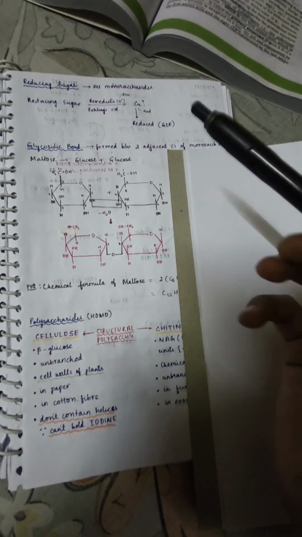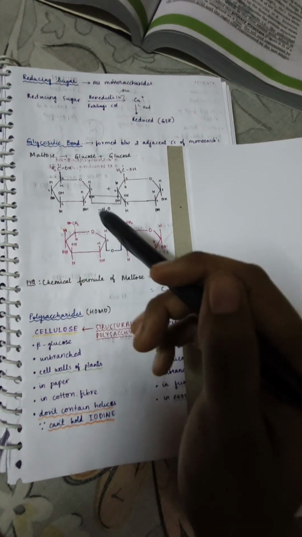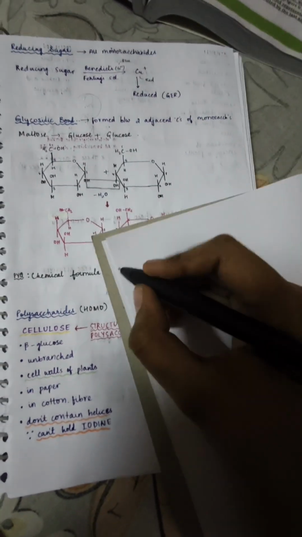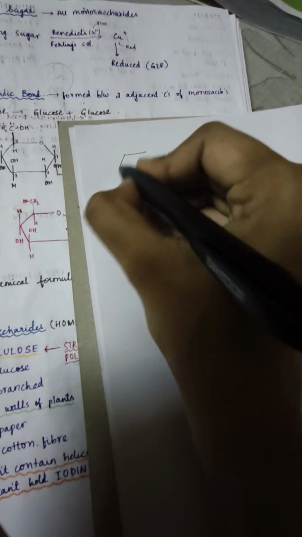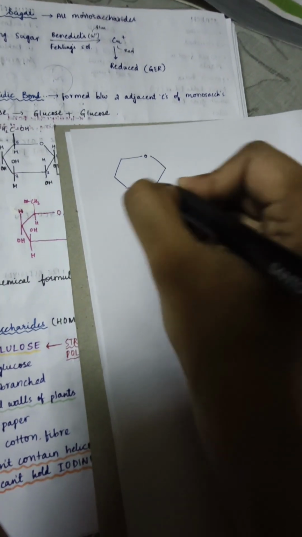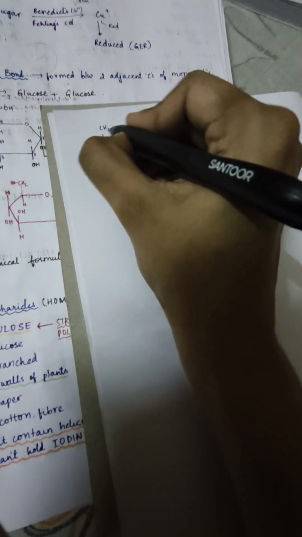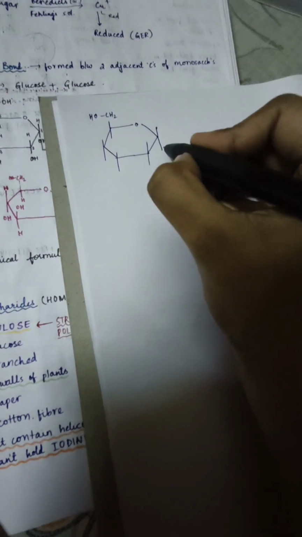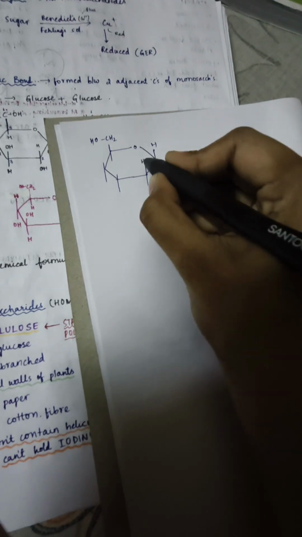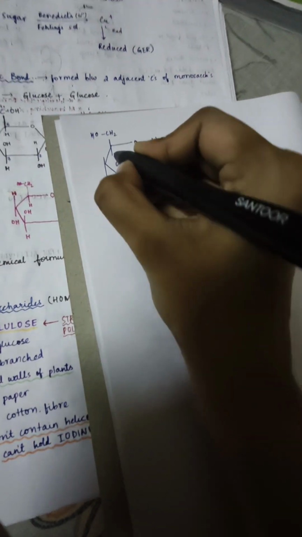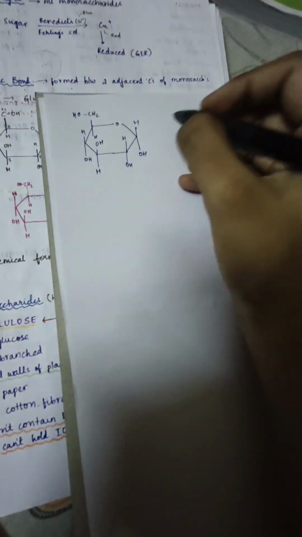And now, glycosidic bond formation. Here you can see we are taking maltose, which is glucose plus glucose, or you can take lactose, glucose plus galactose, or sucrose, which is glucose plus fructose. Glucose plus glucose, we know glucose, right? Now here you have your H, OH, H, OH, here H, here OH, H, OH, H, of course, plus the same thing.